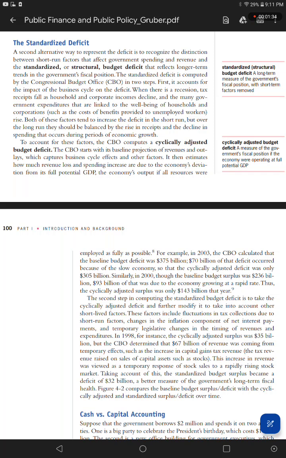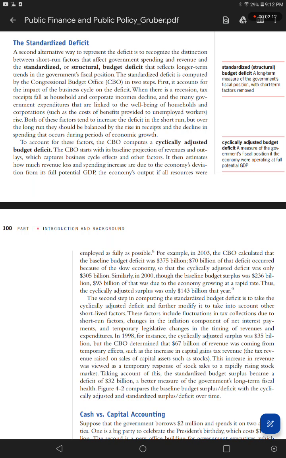To account for these factors, the Congressional Budget Office computes a cyclically adjusted budget deficit. The Congressional Budget Office starts with its baseline projection of revenues and outlays, which captures business cycle effects and other factors. It then estimates how much revenue loss and spending increase are due to the economy's deviation from the full potential GDP. The economy's output if all resources were employed as fully as possible.